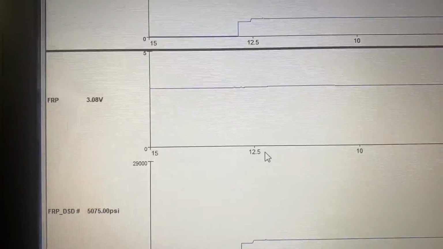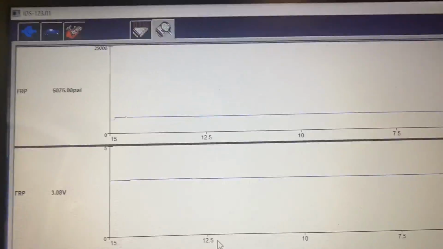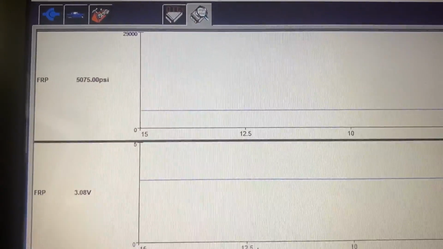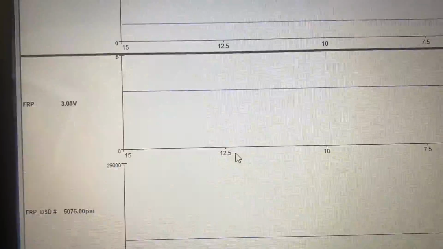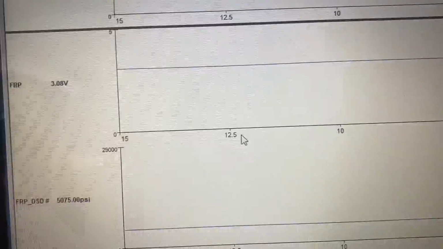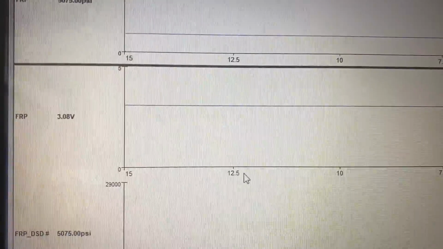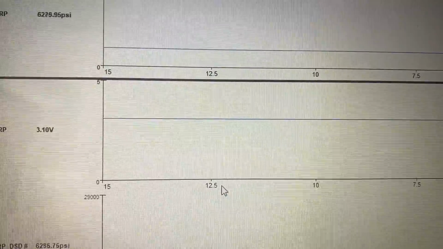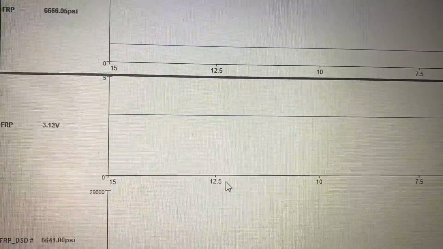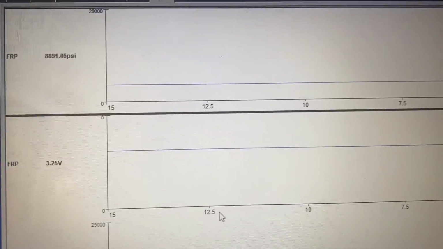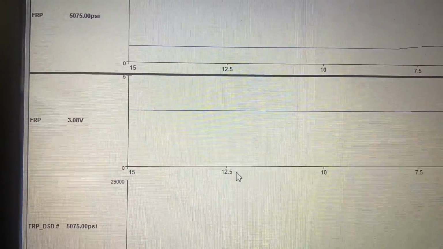Now the rail pressure's showing right there, desired and actual, so it's working on default. Even if I rev it, we might see a change in voltage, but still it's the wrong voltage. So let's hold it tight there. See, it is changing a little bit. So this is what we call a biased sensor stuck in a given range.